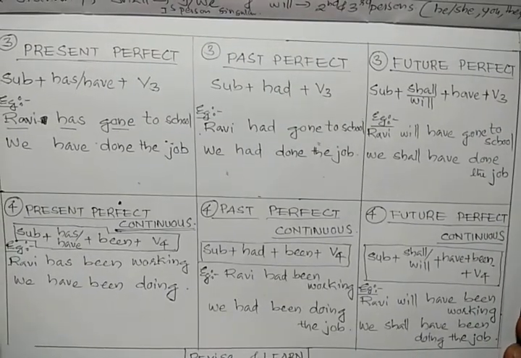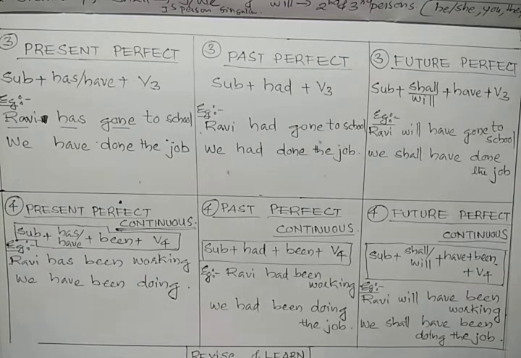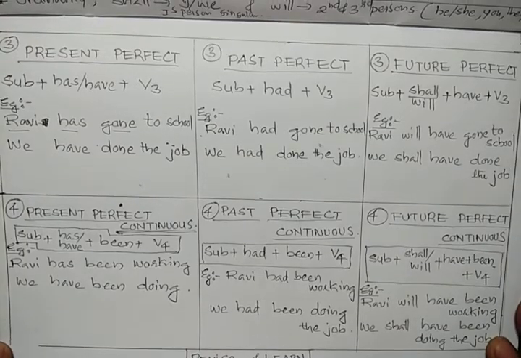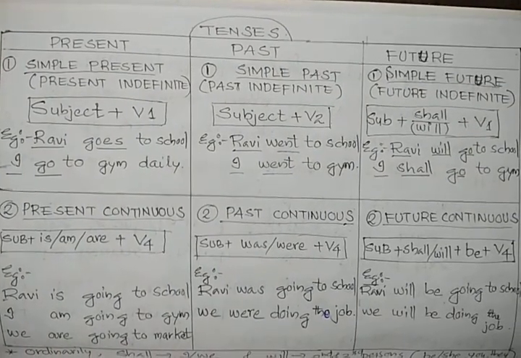Then comes present perfect, past perfect, future perfect. Fourth one, present perfect continuous, past perfect continuous and future perfect continuous. So now I will tell each and every one with its structure and simple examples.